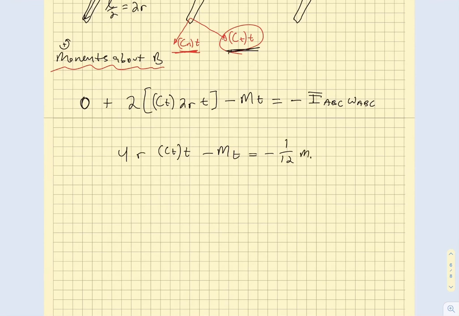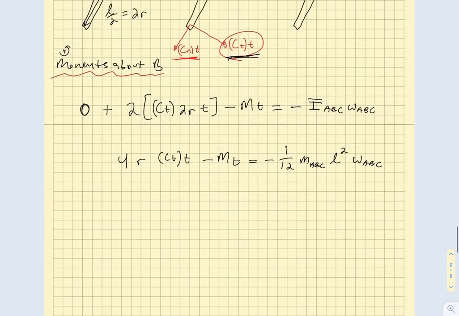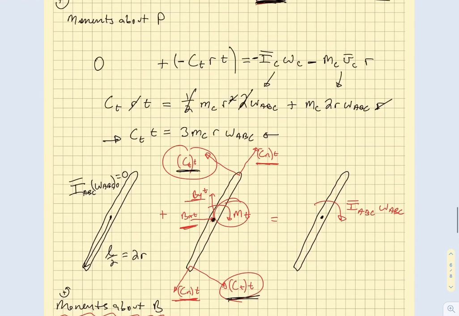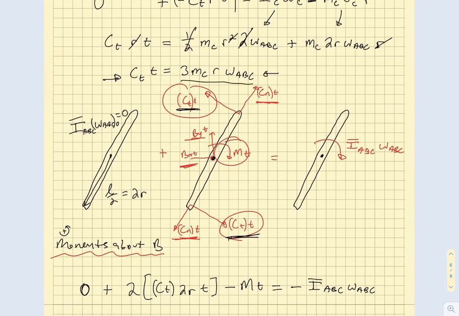So this is 4R CT multiplied by T. Remember, we have a relationship for CT multiplied by T up here. This is minus MT is equal to minus, and then remember the I bar here is the 1/12 M ABC multiplied by the total length squared, so this would be L squared. And then that's multiplied by omega ABC.